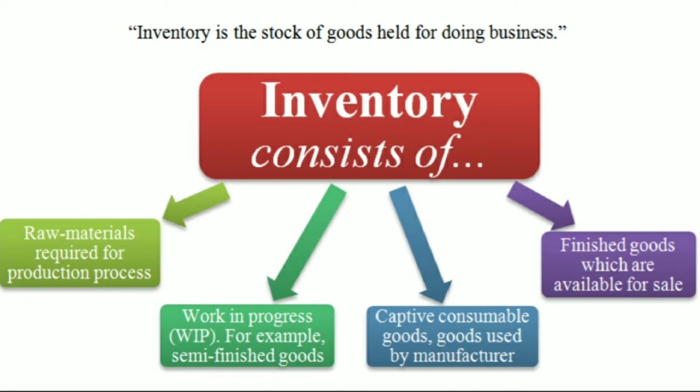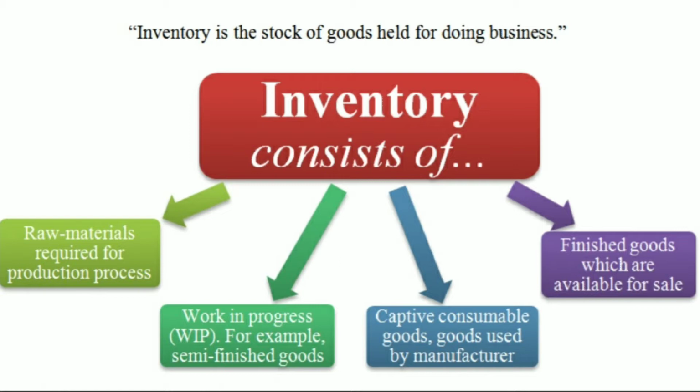Now what exactly is inventory about? So inventory basically consists of raw materials which are required for the production process, work in progress, which refers to semi-finished goods, captive consumable goods used by the manufacturer, and finished goods which are available for sale. So inventory is basically the stock of the product of a company and components which make up the product. They include raw material, work in progress and finished goods. Now inventory also comprises the physical stock of items a business or production organization keeps in hand for the efficient running of business for its production.